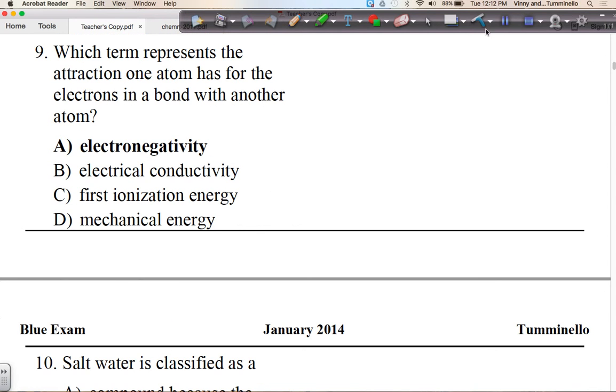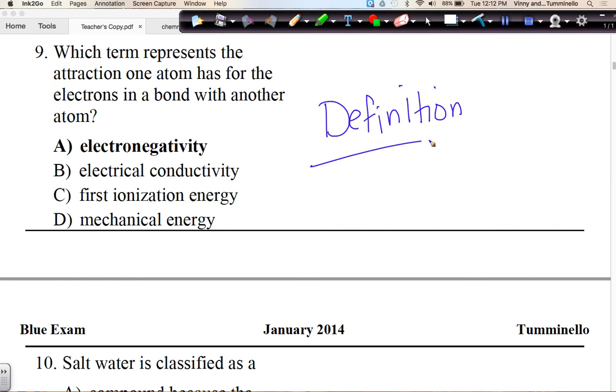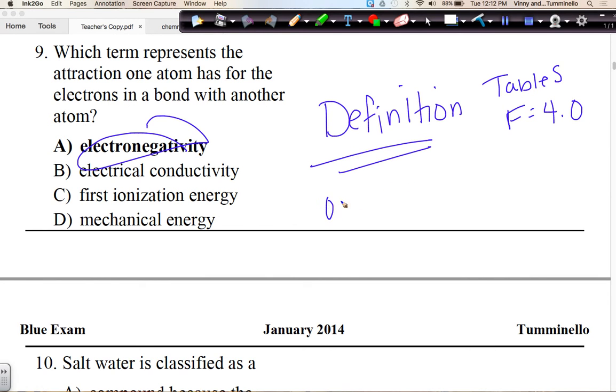Looking at number 9, which term represents the attraction one atom has for the electrons in a bond with another? This is the definition of electronegativity. And remember, we can find these values on Table S. Fluorine has the highest electronegativity at 4.0, and francium has the lowest published electronegativity at 0.7.